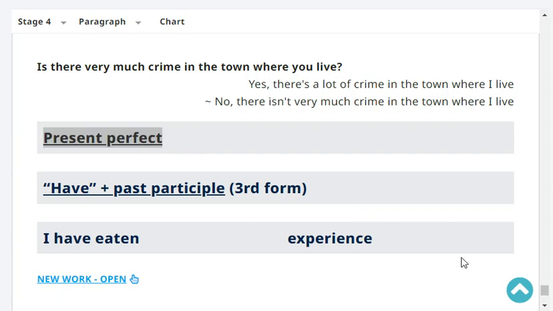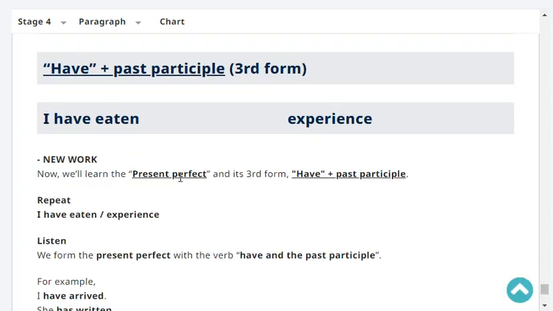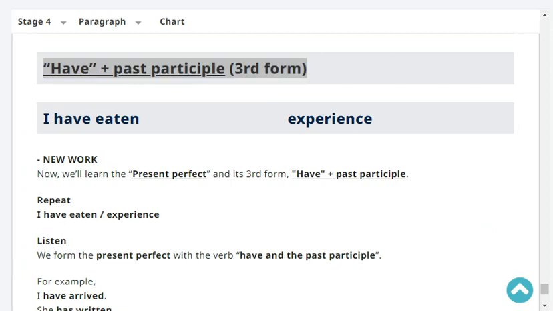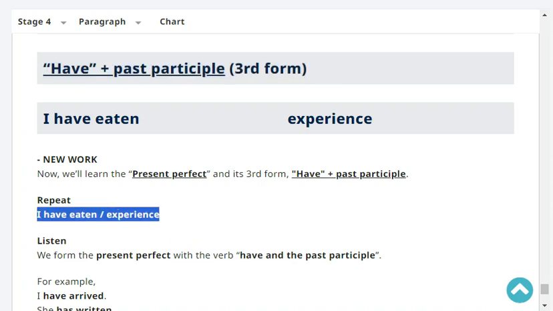Present perfect. Very good. Okay, now let's talk about present perfect and its third form, have plus past participle. That's the third form of the present perfect. Okay, repeat. I have eaten. Experience. Very good. Okay, listen. We form the present perfect with the verb have and the past participle.